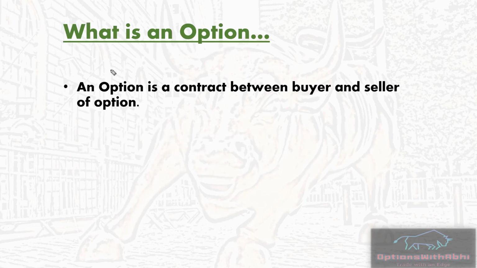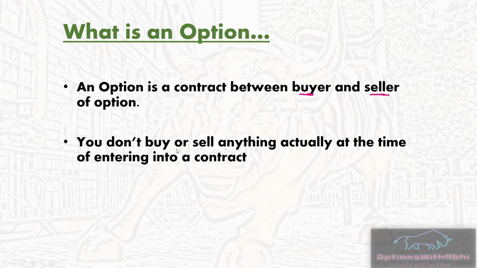So first thing first, what is an option? An option is a contract between buyer and seller of an option. So every option contract will have a buyer and a seller. You don't have to buy or sell anything actually at the time of entering into a contract.